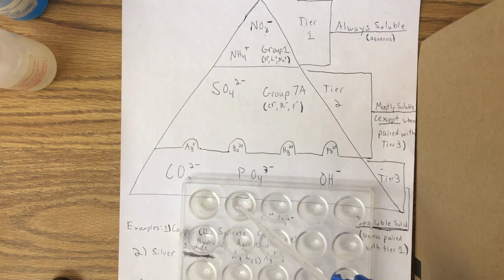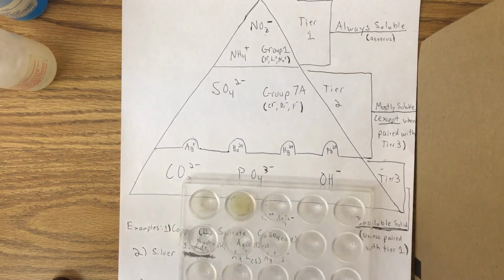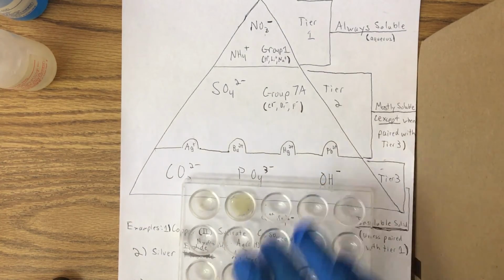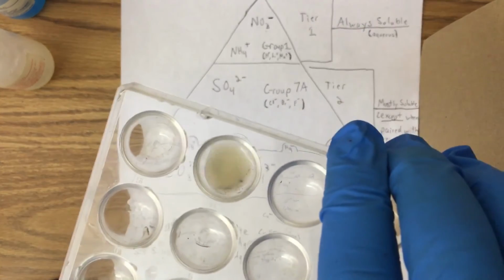And what we get is a gunky insoluble precipitate. The mixture immediately becomes cloudy. And what we're seeing there is the silver hydroxide is no longer able to be soluble. It's no longer able to be aqueous, and it settles out of solution in this kind of gunky brown mess.